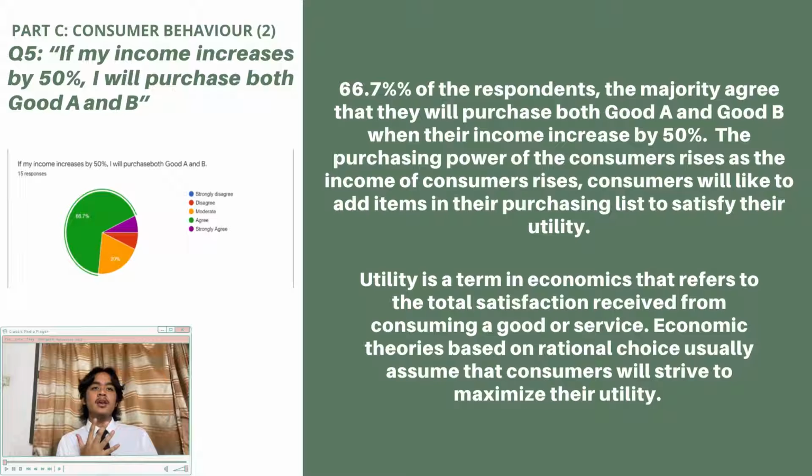For question number 5, which is: if my income increases by 50%, I will purchase both good A and B. Based on this graph, 66.7% of the respondents, the majority, agree that they will purchase both good A and good B if their income increased by 50%. As the purchasing power of consumers rises with their income, consumers will like to add items to their purchasing list to satisfy their utility. Utility is a term in economics that refers to the total satisfaction received from consuming a good or service. Economic theory based on rational choice usually assumes that consumers will strive to maximize their utility.